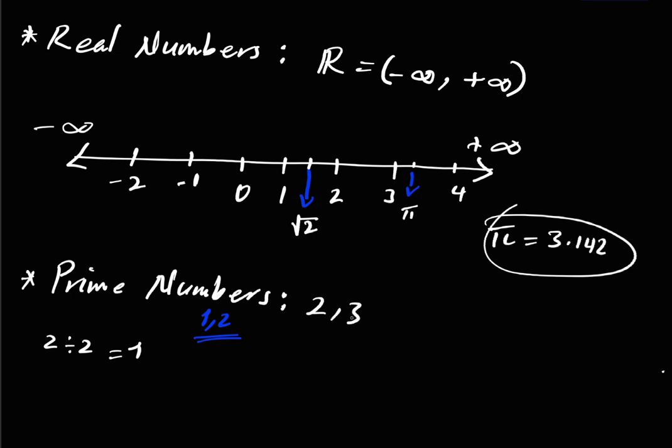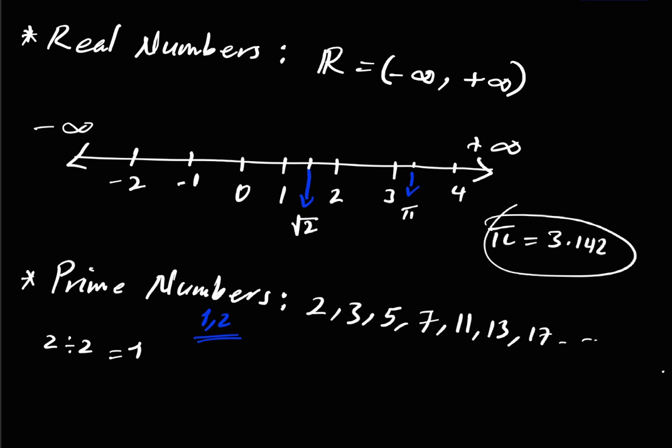Prime numbers, we have 3. 3 also is only divisible by 1 and then itself. We have 5. 7 also falls under the same category, obviously. And then we have numbers such as 11, 13, 17, etc. So the list continues. These are called prime numbers because they are only divisible by 1 and themselves. Okay?